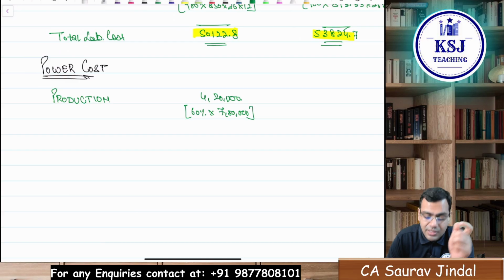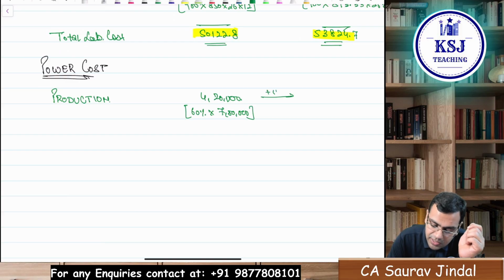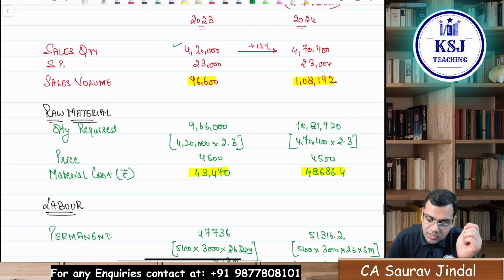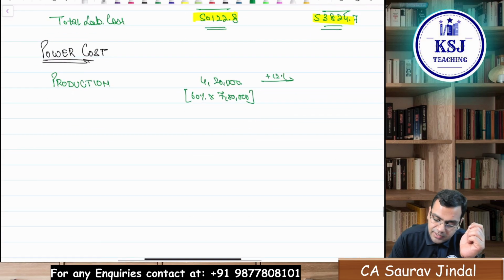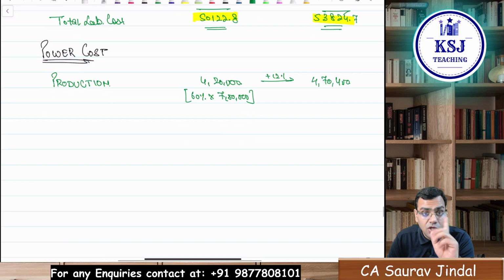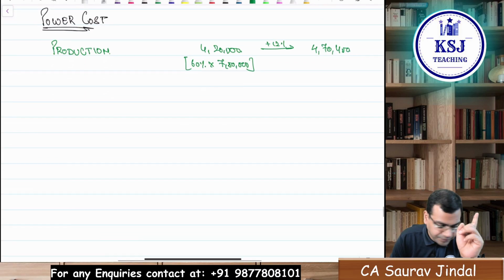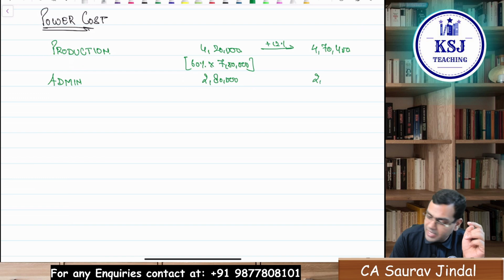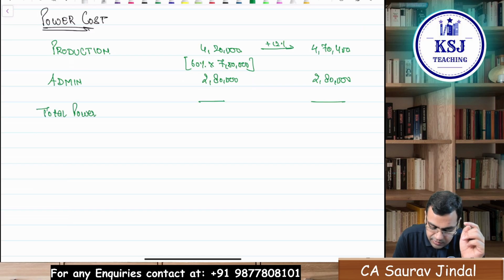Next year, because they are related to production, if the production is increasing by 12%, the volume quantity is increasing by 12%, this will also increase by 12%, right? So this will be 4,70,400. I am talking about the units as of now, not the cost. Clear? And what about the admin? The remaining is for the admin, that is 2,80,000. It will remain same in the next year also. 2,80,000. It's not going to change, right? So this will give you total power consumption.